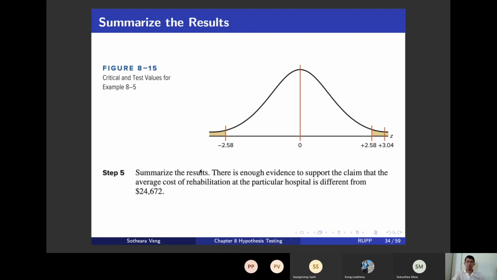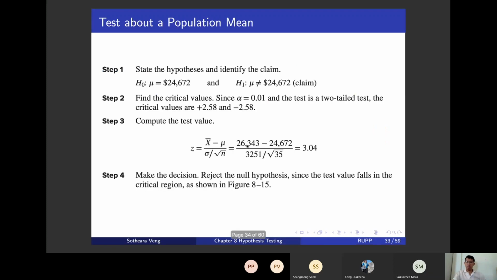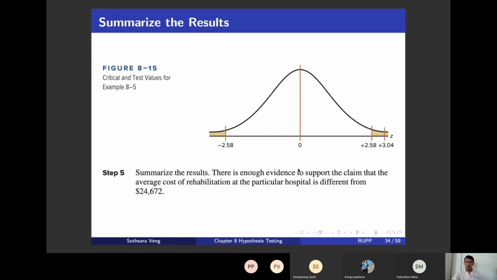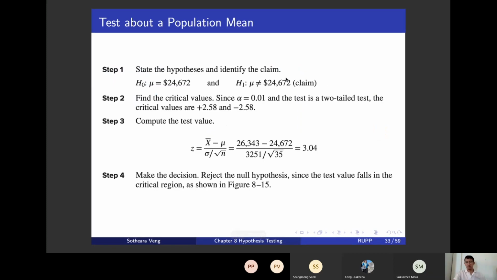So how to reject? To summarize, there is enough evidence to support the claim. You reject the null hypothesis H0, which means that you support the claim. The claim is the alternative hypothesis, and once you reject the null, it means you support the claim. So there is enough evidence to support the claim that the average cost of rehabilitation at a particular hospital is different from this value.